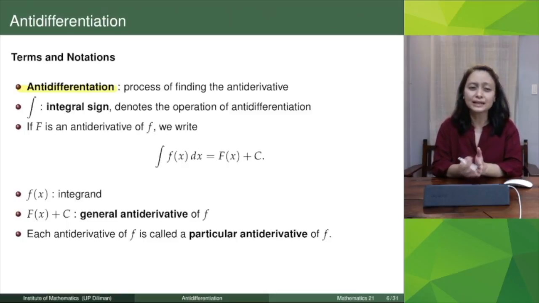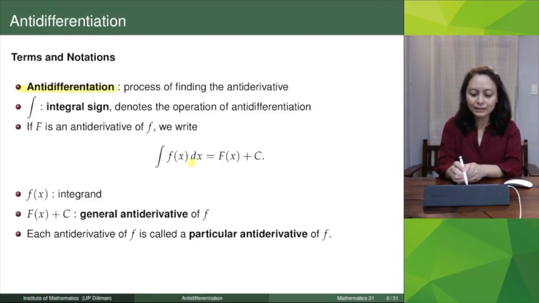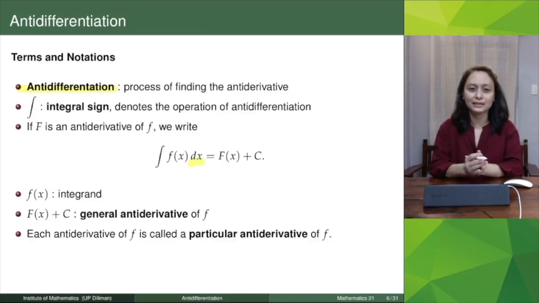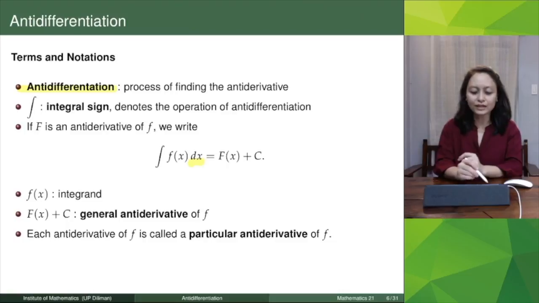So if we say that capital F is an antiderivative of the function f, we write the integral of f of x dx equals capital F of x plus c. Okay, so laging may kasamang dx if this is a function of x, yung antiderivative natin. Okay, f of x here is called the integrand.